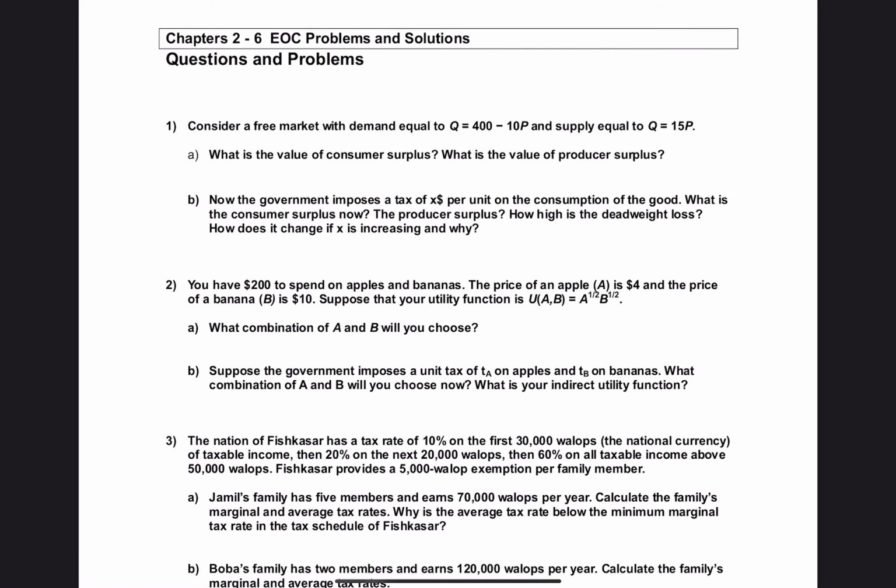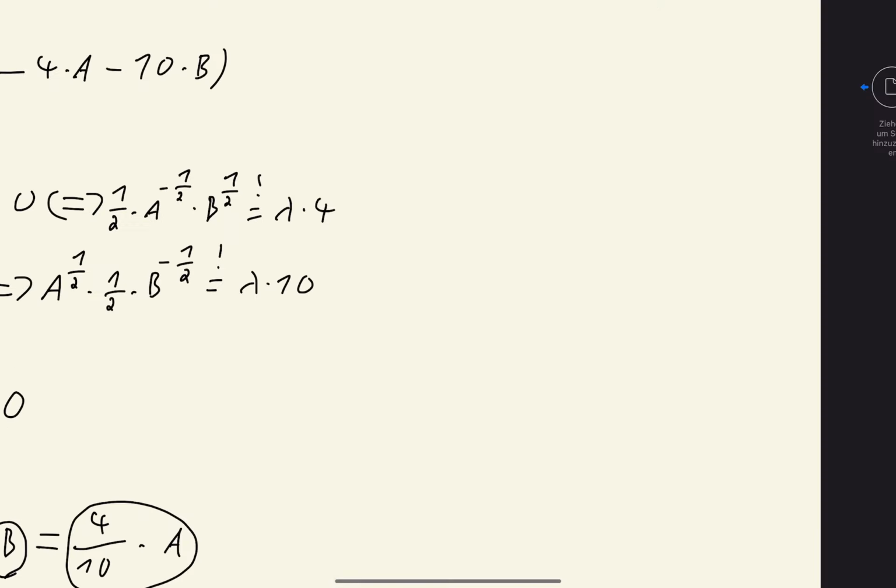Now, the second sub-exercise here is kind of new because now the government is imposing some taxes on apples and bananas, and we are not considering particular numbers for the tax, but we are considering parameters, so variables. And the question here is, suppose the government imposes a unit tax of TA on apples and TB on bananas. What combination of A and B will you choose now? What is your indirect utility function? So this is what we will be doing now.